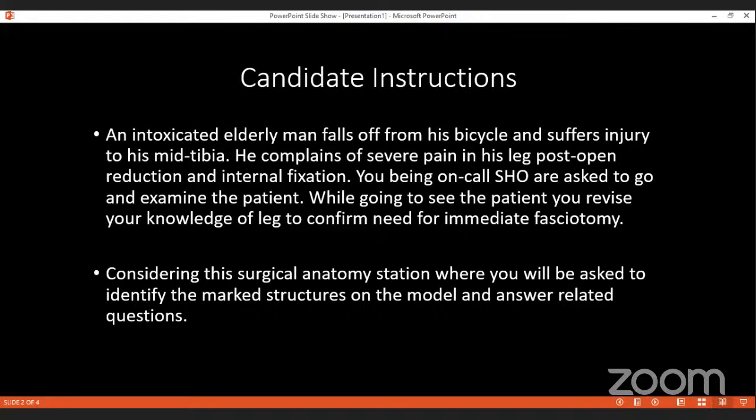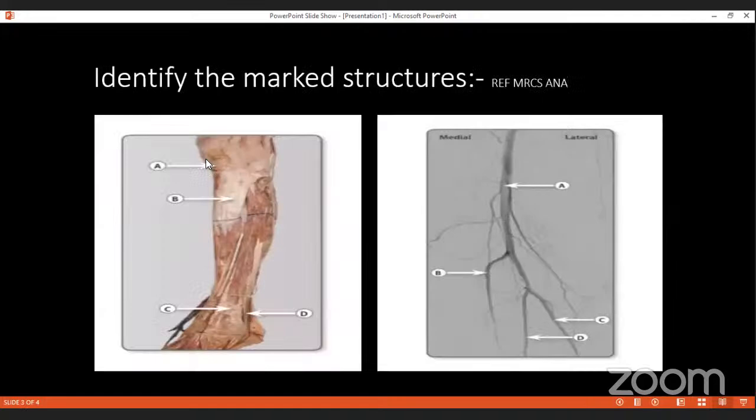Right. If you have read and understood, let's begin our station. Can you please identify the structures in the left picture from A to D? Where is this pointing? Okay, A, this is the tibial prominence. Very good. And B?